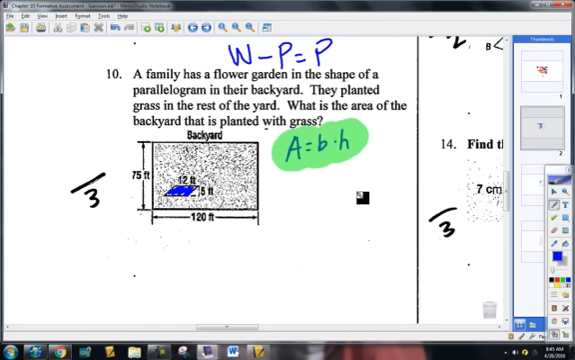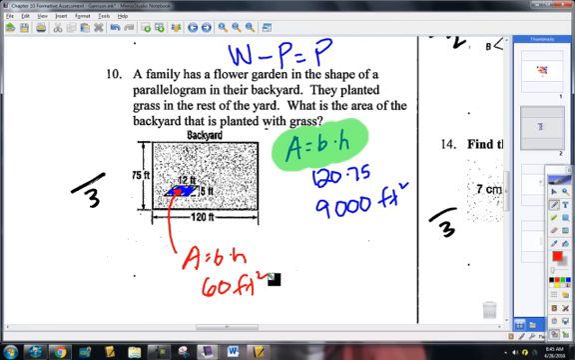Now I'm going to find the area of the backyard. That's going to be 120 times 75, which I think gives you 9,000. Is that right? Yep. 9,000 feet squared. Now I've got to find the area of the little flower garden, the part. I'm going to do area equals base times height. That's going to give me 60 feet squared. Okay, what do I need to do now? I need to subtract. I still have some people adding.